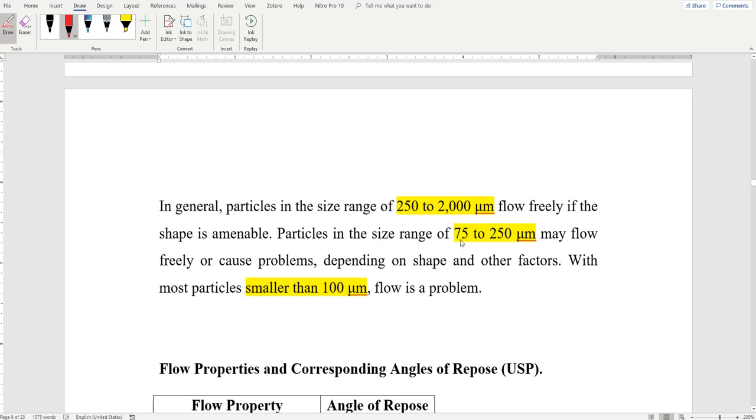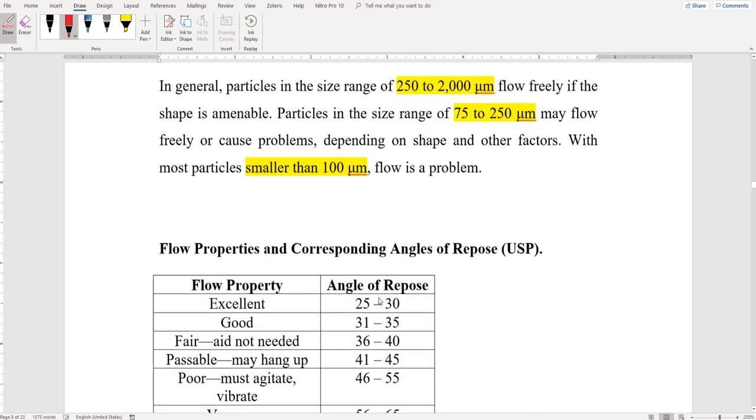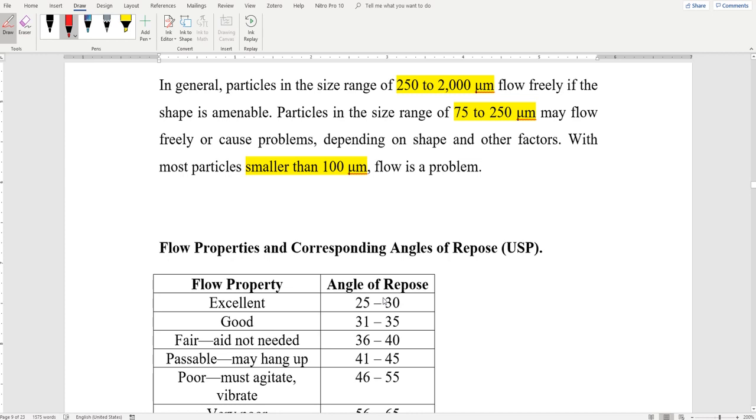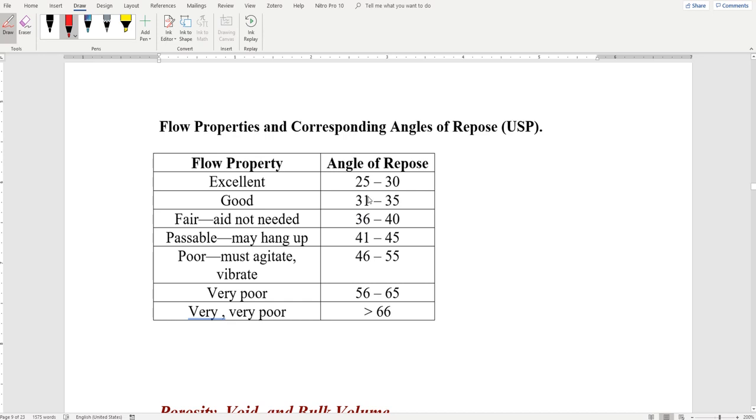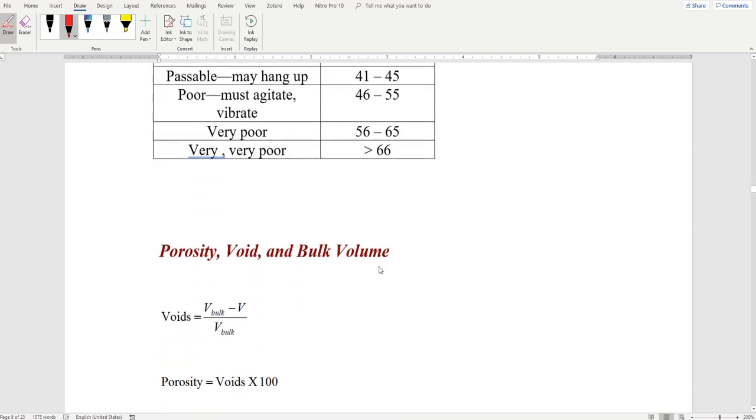If it is 75 to 250, it may flow or it may cause some problem. But if all the particles or the majority of particles are less than 100 micrometer, then you may have a flow problem. So there is a relationship between particle size and powder flow. Now what I need you to memorize is that if the angle of repose is close to 25 or even 20, then you have a good flowing powder. If it is close to or more than 50 degrees, then you have poor flowing powder. That's what I want you to memorize.